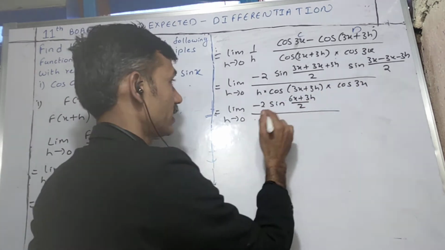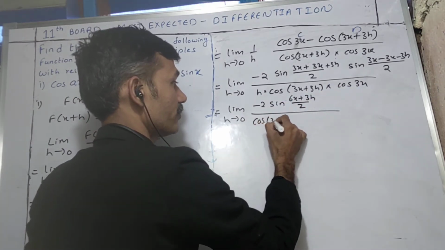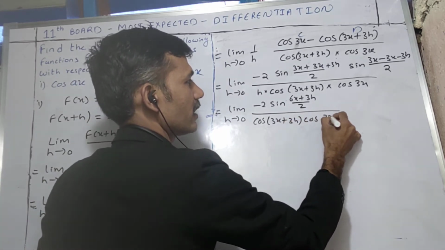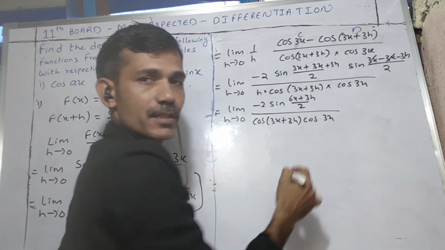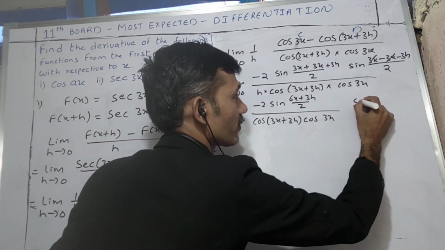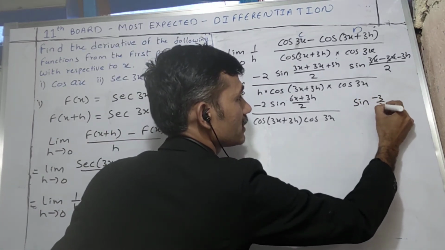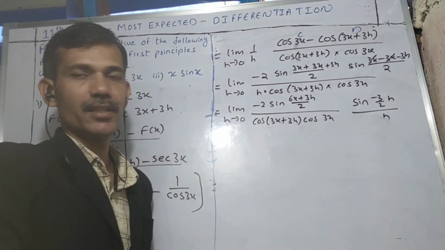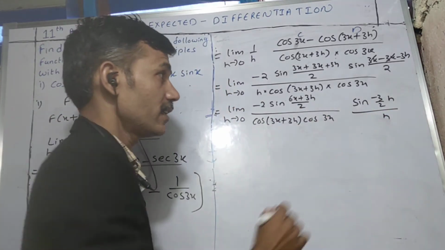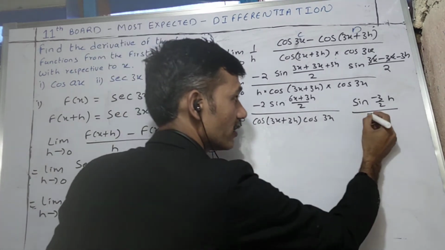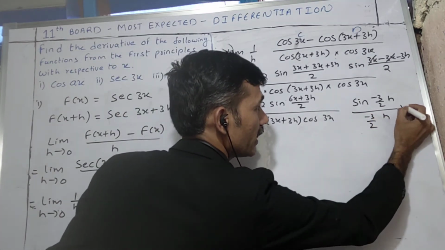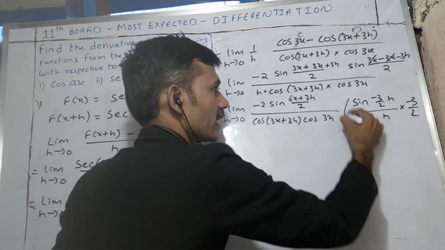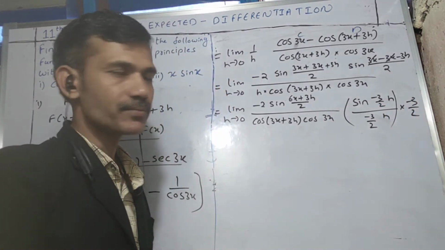h I can use that side. So h I will not write here. 3x plus 3h times cos 3x. There, plus 3x minus 3x will get cancelled. Sin minus 3 by 2 times h. Here h I wrote. If you want to apply the formula there, the coefficient should be the same. So I will divide and multiply with minus 3 by 2 so that I can apply the formula here.